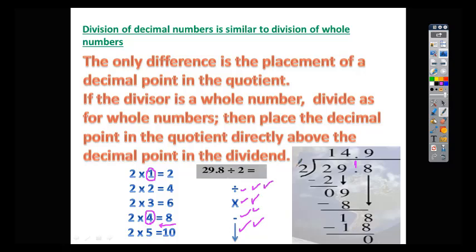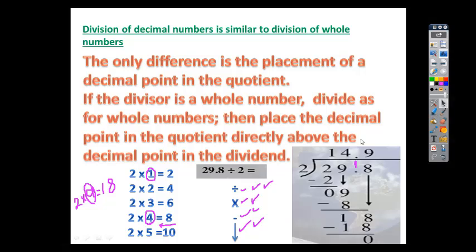So 18 divided by 2 from the table: 2 times 9 equals 18, right? So 18 divided by 2 equals 9. Just write 9 up and 18 down. 9 up, and then 2 times 9 equals 18, and then subtract: 0. You don't have any digits to bring down, so that's finished. So the quotient will be 14.9. Got it? I hope so.